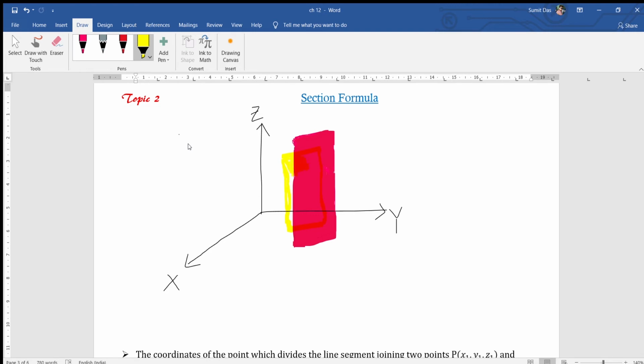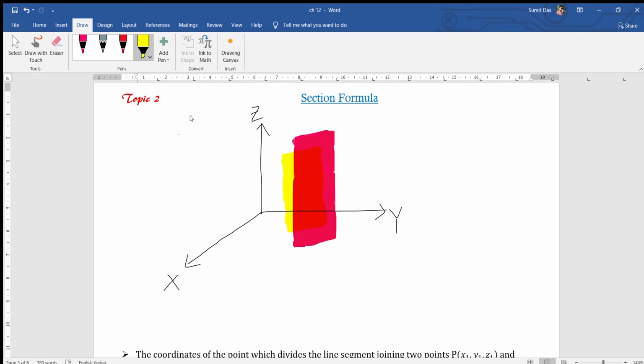I hope you can see this yellow color one, right? This yellow color plane divides this blue color one in some ratio. Okay, we have to find the coordinate of the point of this line segment. Okay, the coordinate of the point. Suppose here is one point that divides these two lines.